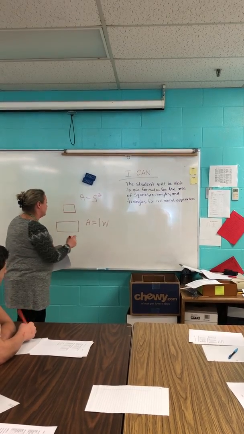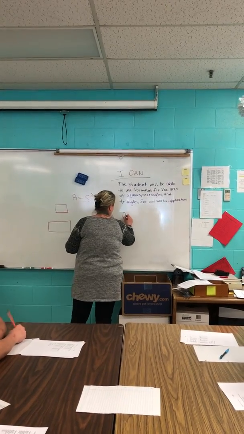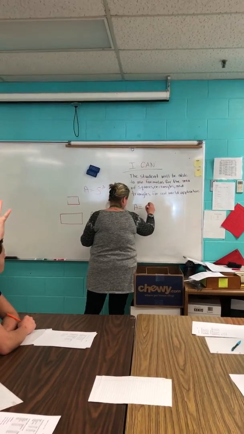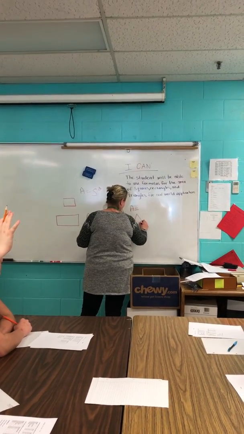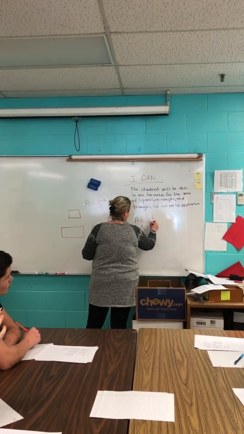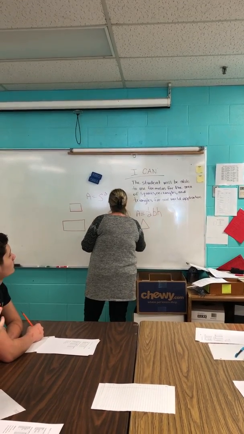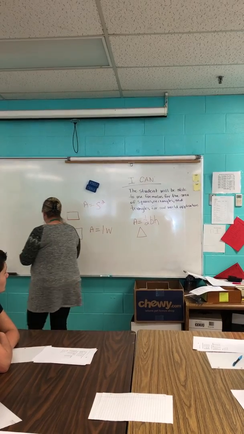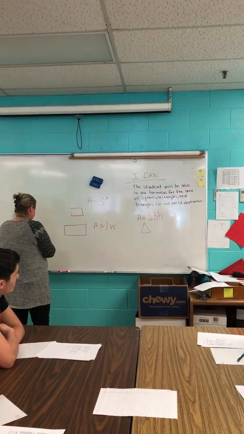And then we'll do triangle, which is, who remembers triangle? What's that? 1/2 base times height. 1/2 base times height. These are the three formulas that we'll be using today. Y'all have used them in the past.